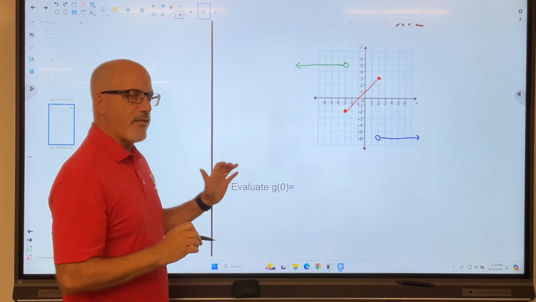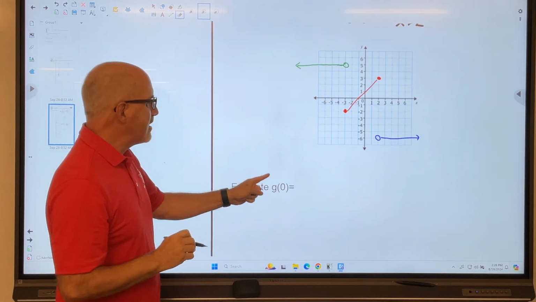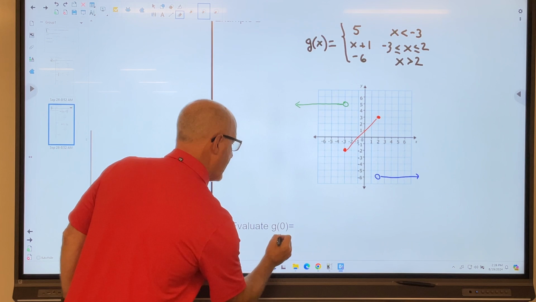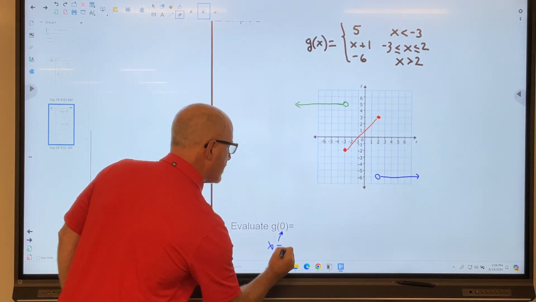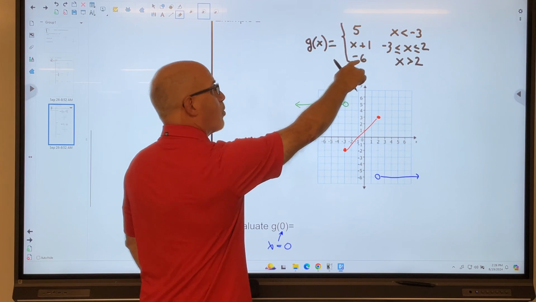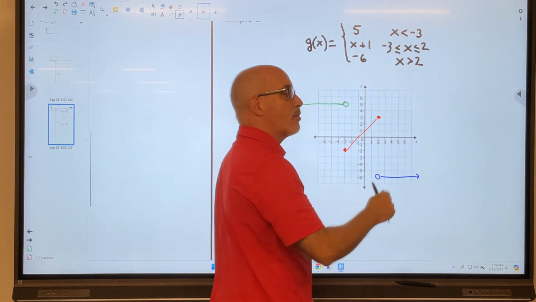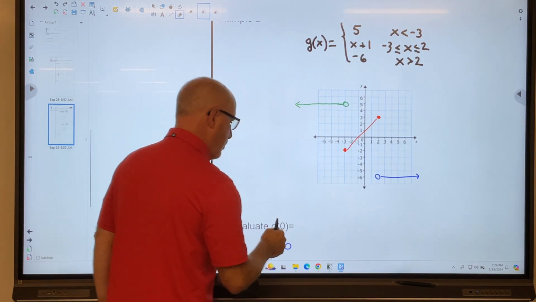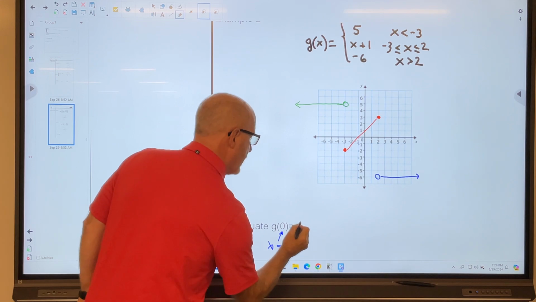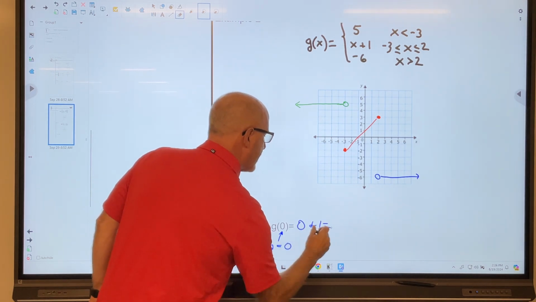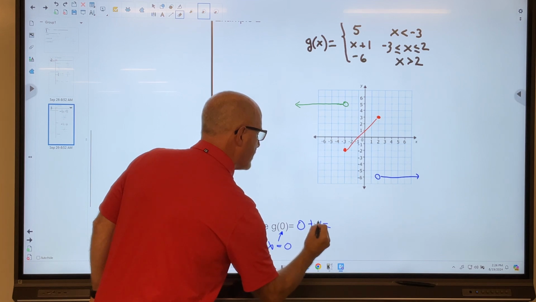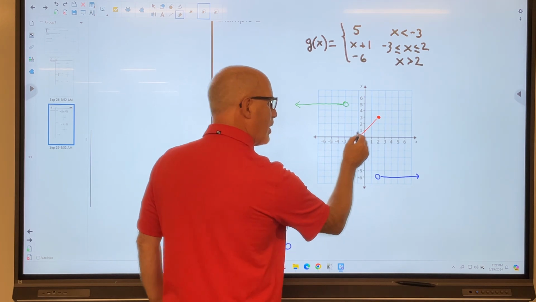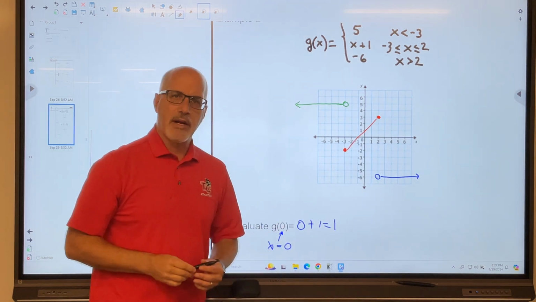Let's go ahead now and do a value. After we've done the graph, we can look at the value itself. This is saying what happens at x equals 0. So this is an x value equal to 0. When you look here, where does 0 fall on these different restrictions? Well, 0 falls here, so I'm going to use this rule. So if I put in 0 plus 1, 0 plus 1 is equal to 1. Notice that's exactly right here. That's that point right there that shows up on my graph.